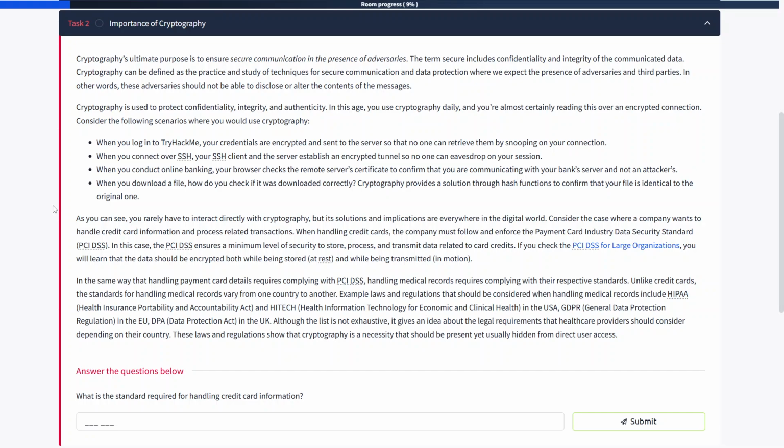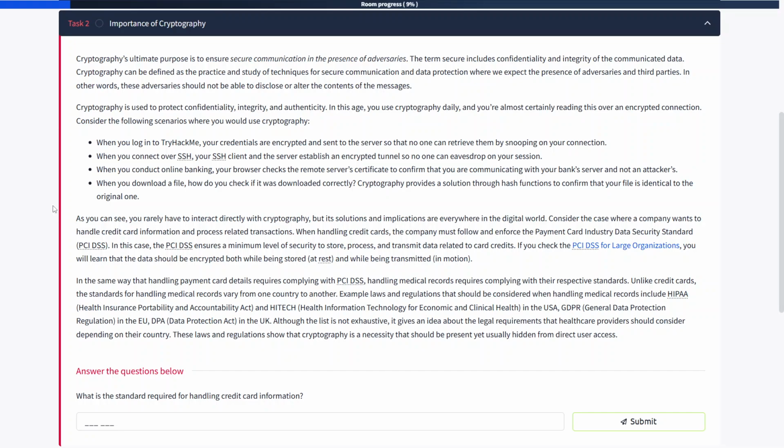In this age, you use cryptography daily. You are almost certainly reading this over an encrypted connection. Consider the following scenarios where you would use cryptography. When you log on to TryHackMe, your credentials are encrypted and sent to the server so that no one can retrieve them by snooping on your connection. When you connect over SSH, your SSH client and the server establish an encrypted tunnel so no one can eavesdrop on your session. When you conduct online banking, your browser checks the remote server certificate to confirm that you are communicating with your bank's server and not an attacker's.